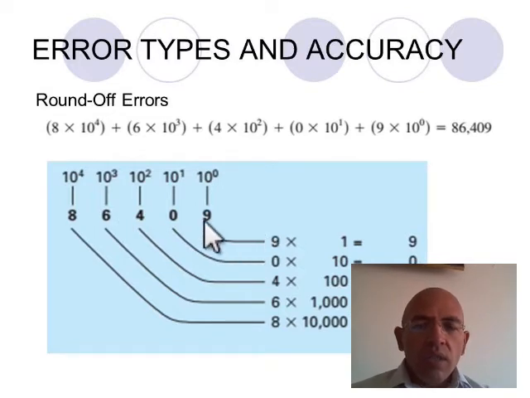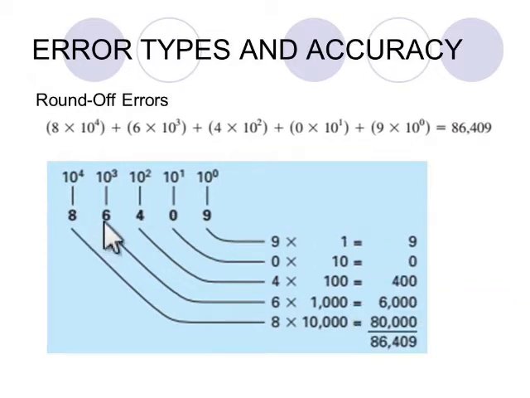Now let's see how we can decompose a number in a decimal system first. So just consider the number 86,409. In the ones we have 9, in the tens we have 0, in the 100s we have 4, in the 1000s we have 6, and in the 10,000s we have 8. And certainly multiplication of each number with the corresponding value gives us another number. And if we sum them up, we arrive at the final number that we are interested in.